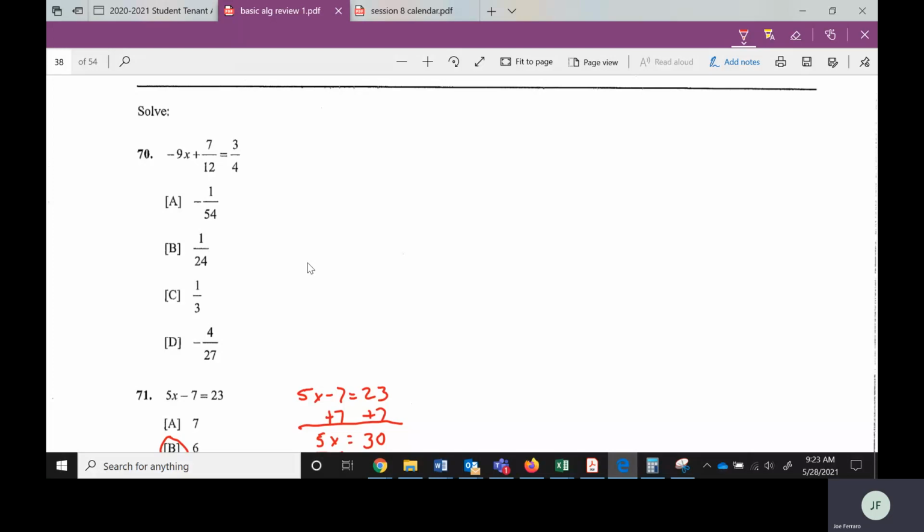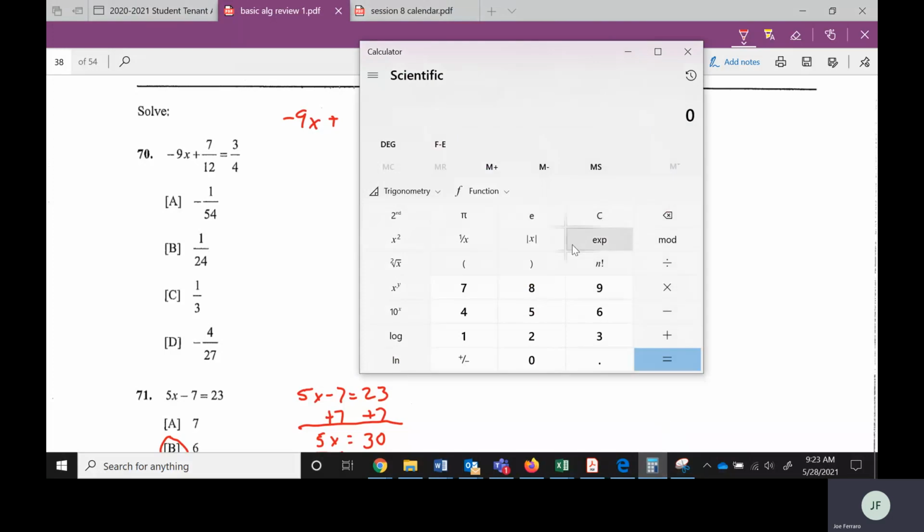Otherwise, because a lot of people don't like the fractions, we're going to save time. If you know fractions, fractions are faster. Otherwise, we're going to do this. We're going to change those fractions to decimals. So we get negative 9x plus, now you take your calculator, you would type in 7 divided by 12. Now I'm not going to do this in all problems, but just to show you, 7 divided by 12.